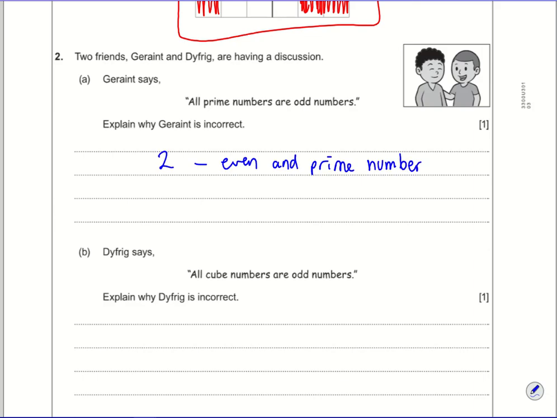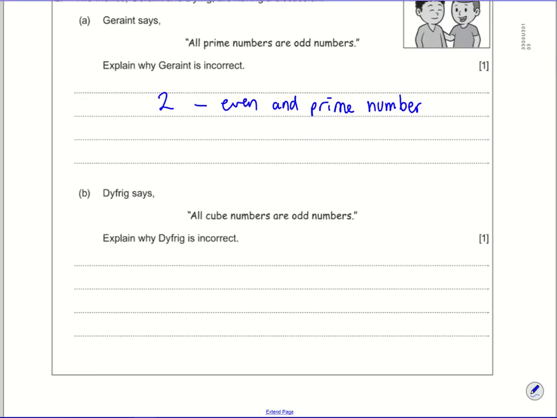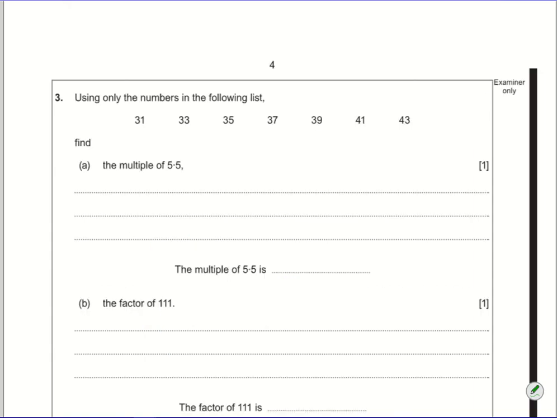And then very similar underneath, all cube numbers are odd numbers. Well, some of them are and some of them are not. So there's a few examples you could pick here. 8 is an even cube number. That's 2 cubed. Just say that that's an even cube number. You could even say that 4 cubed, which is 64, is an even cube number. So Duffrig is incorrect.